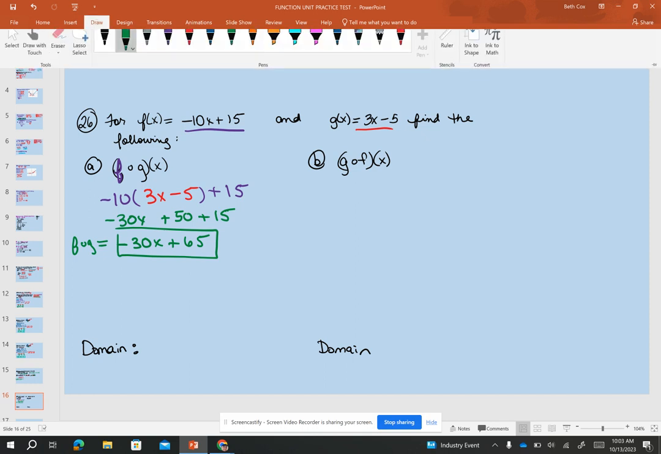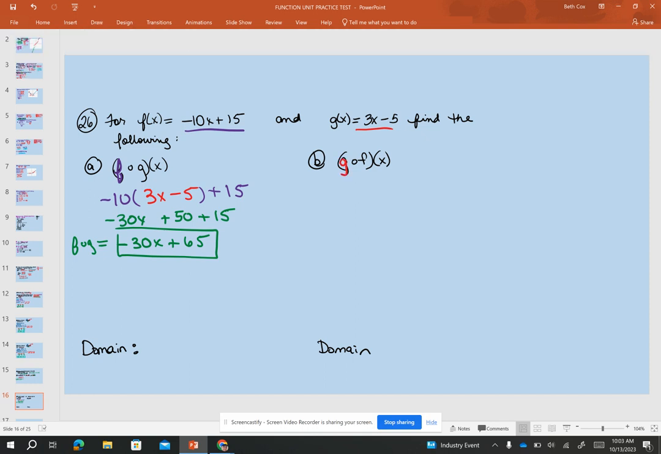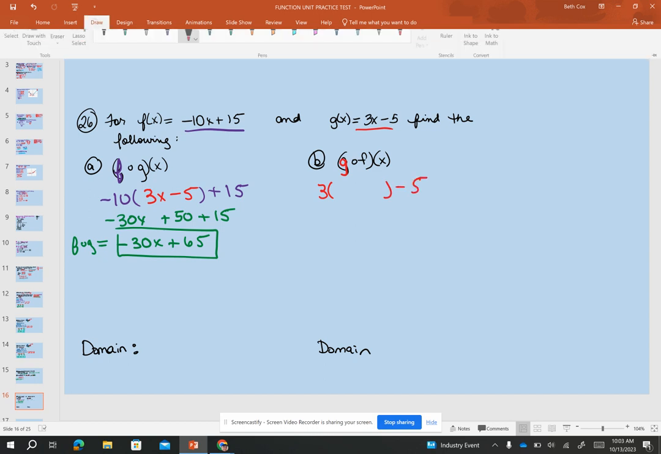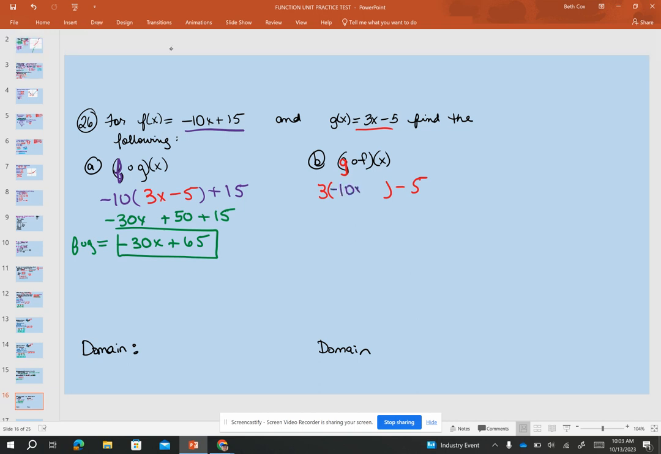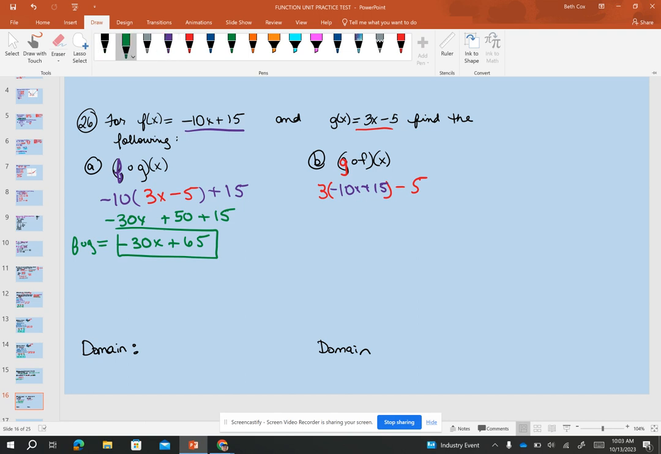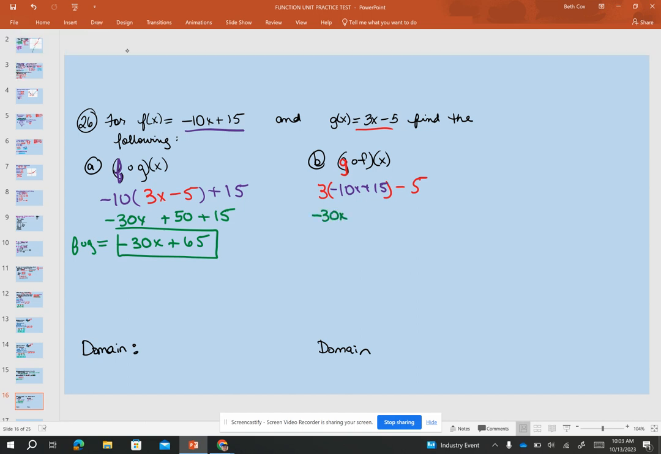Second part, just the backwards. We'll do the reverse. We'll do the g first. The g is 3 blank minus 5. That's what the g function is. And in the blank, I'm going to put the f function, which is -10x plus 15. Again, I'm going to distribute, and be careful with my signs. And I think that's right, -30x and 15, and then do my signs. I get -30x plus 40. So that would be my g composed with f.